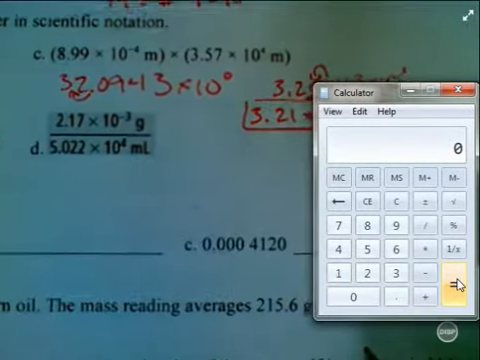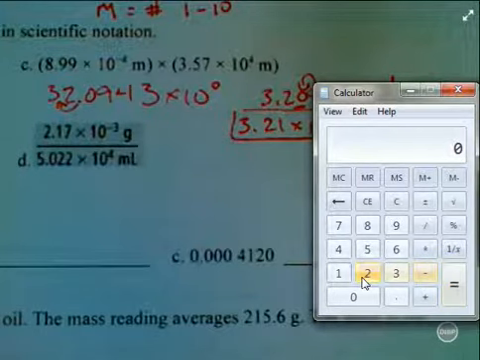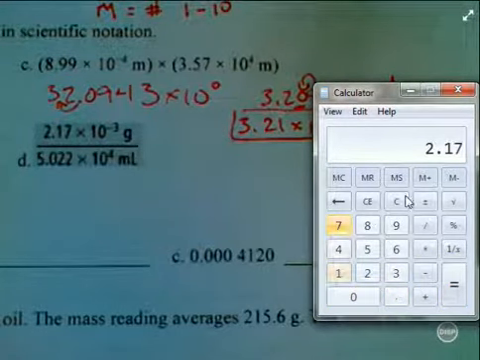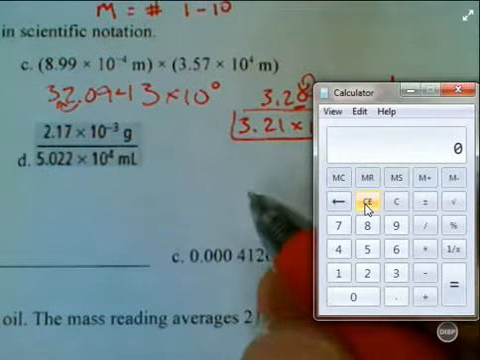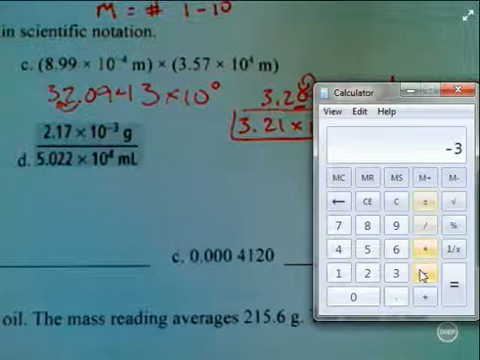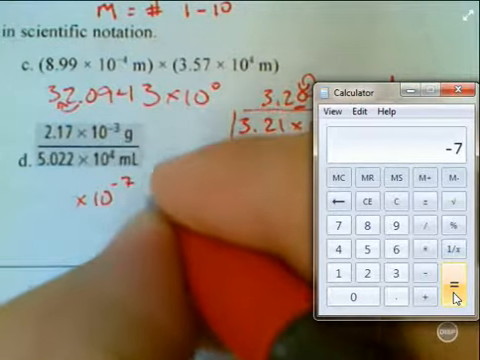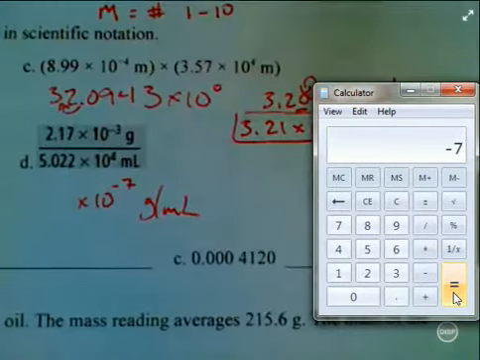Let's finish up with D. We're dividing here. Actually, you know what? Let's do the exponents first. So make a 3, that's a negative, minus the 4. So it's a negative 7. So it's going to be times 10 to the negative 7 grams per milliliter.